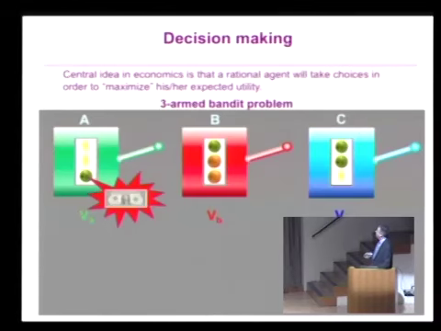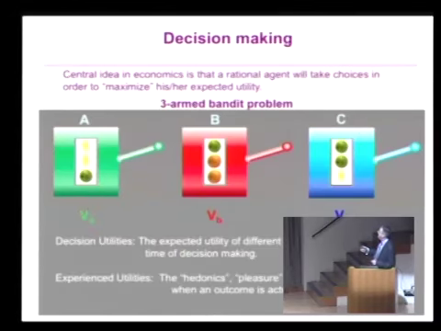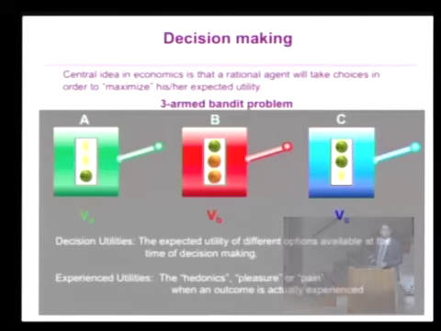So what you might build up is a representation of the expected utility, the expected average reward that you're going to get on the different machines, and then you might decide to choose one machine over the others based on the fact that the expected utility of that is higher.